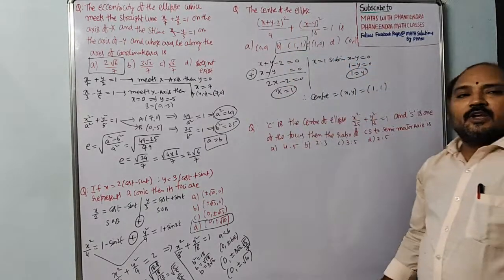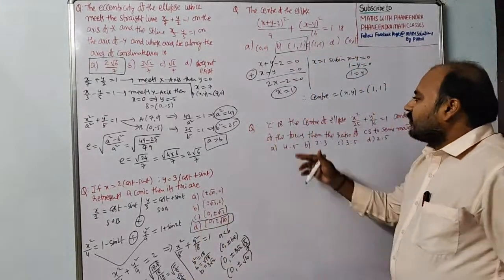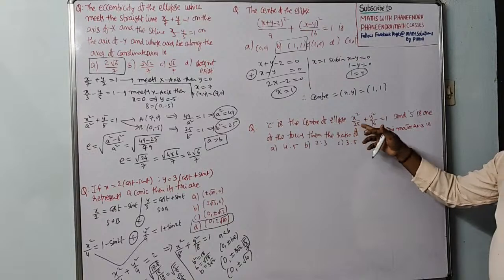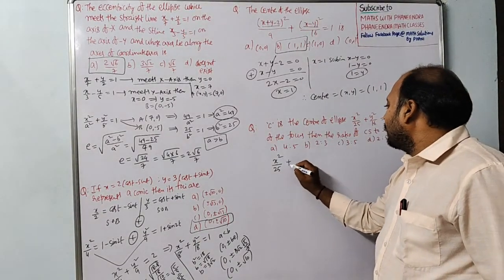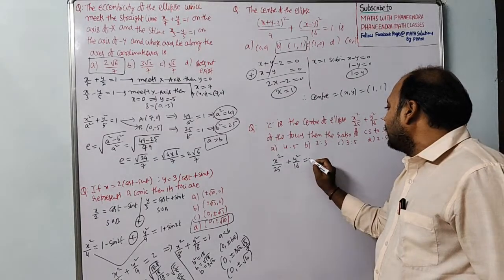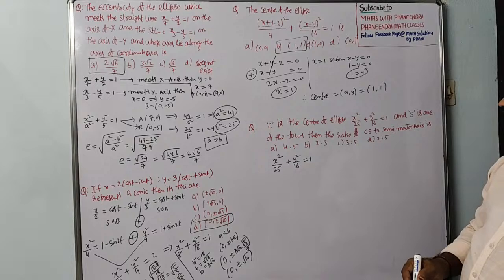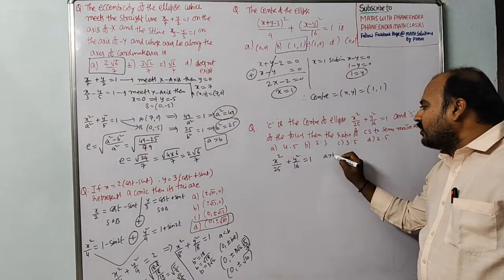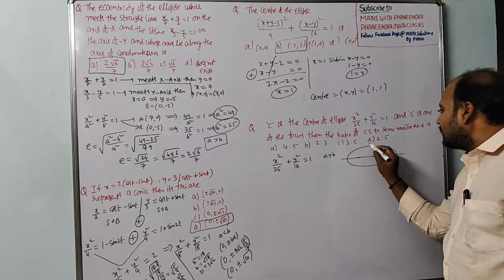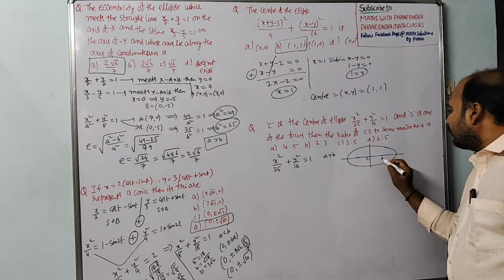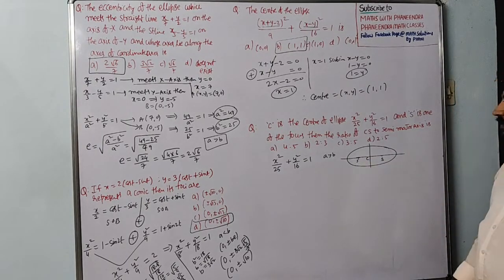Now come to the last question in this session, dear students. C is the center of the ellipse x squared by 25 plus y squared by 16 equal to 1, and S is one of the foci. Clearly a is greater than b in this case. So a is greater than b means the figure will come like this. Center, focus and foci, plural word.